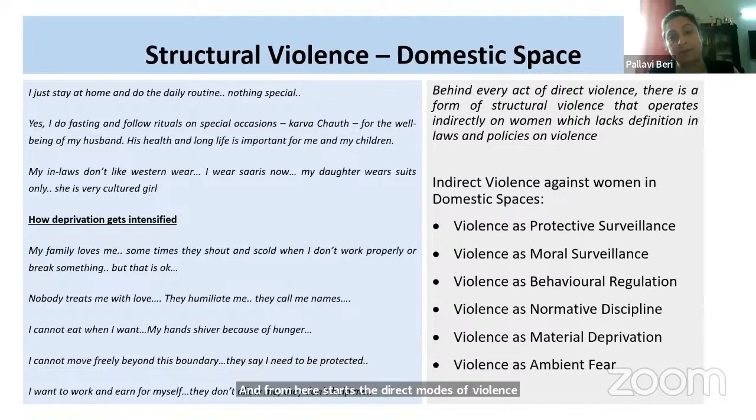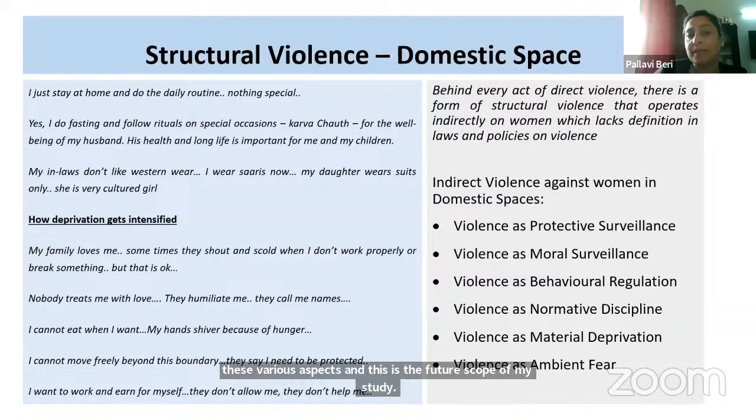So what I am wanting to conclude here is that behind every act of direct violence, there is a form of structural violence that operates indirectly on women, which to this date lacks definition in laws and policies on violence. So here I'm going to look into these various aspects, and this is the future scope of my study.